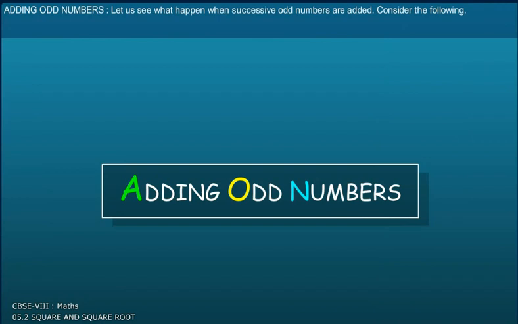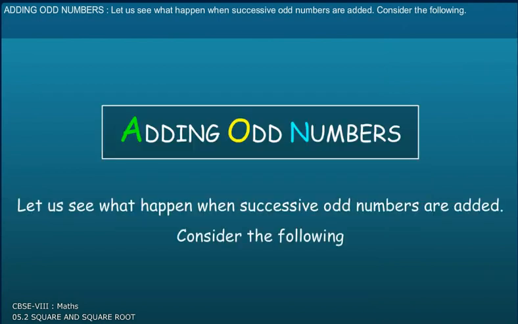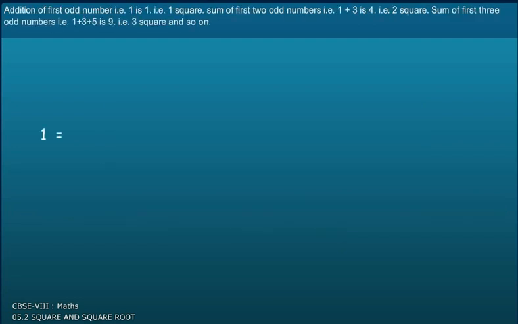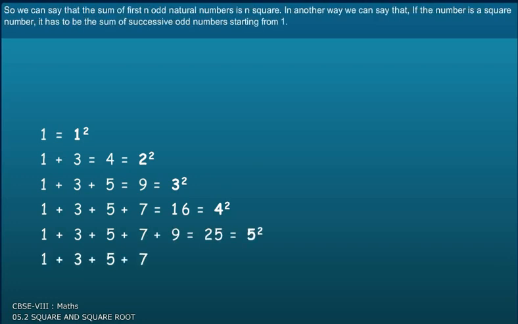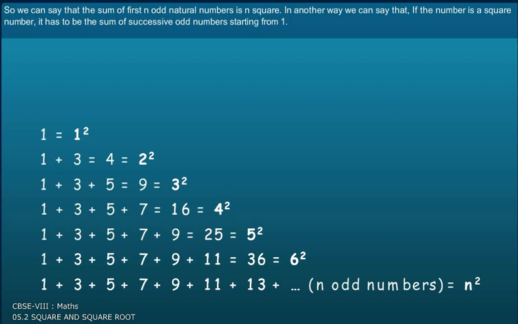Adding odd numbers. Let us see what happens when successive odd numbers are added. Consider the following. Addition of first odd number, that is 1, is 1, that is 1 square. Sum of first two odd numbers, that is 1 plus 3, is 4, that is 2 square. Sum of first three odd numbers, that is 1 plus 3 plus 5, is 9, which gives 3 square, and so on. So, we can say that the sum of the first n odd natural numbers is n square.